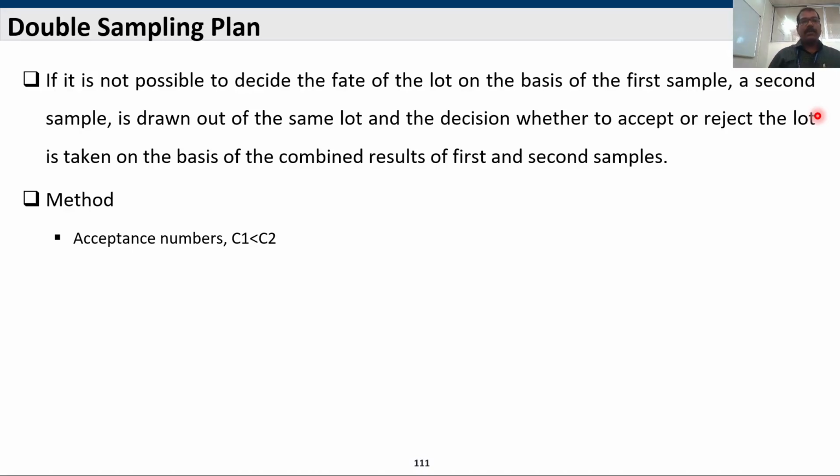But in terms of double sampling plan, first you check with the single sampling plan, and in the single sampling plan itself, it's getting rejected.